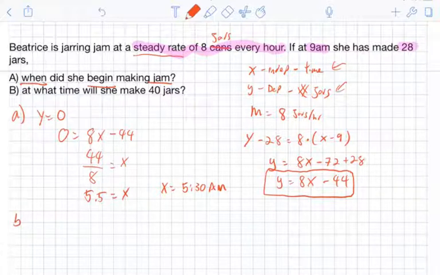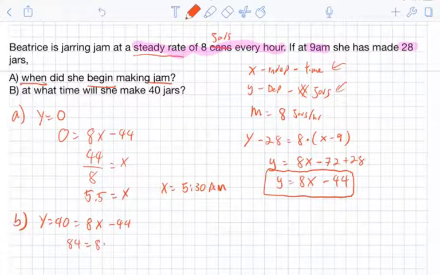At what time will she have made 40 jars? Well, y is equal to 40. I can solve that. 8x minus 44. So this becomes 84 is equal to 8x, which becomes x is equal to 84 over 8, which becomes 10.5. All right, so she'll have 40 jars of jam at 10:30 a.m.